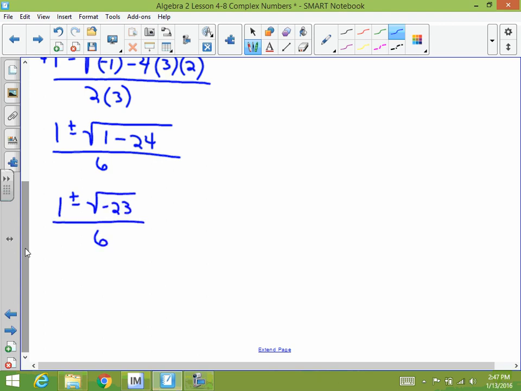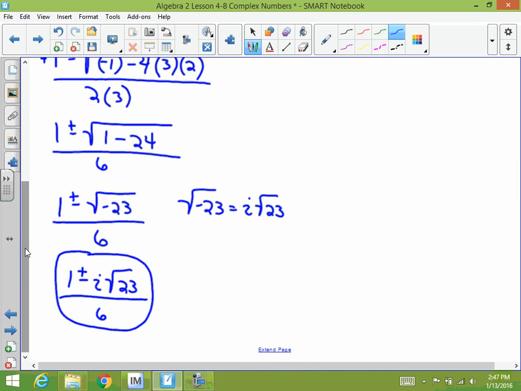Well, I can't leave it as the square root of -23. So remember, the square root of -23 is like saying i square root of 23. So we have 1 plus or minus i square root of 23 all over 6. And that's your complex number solution to a quadratic.